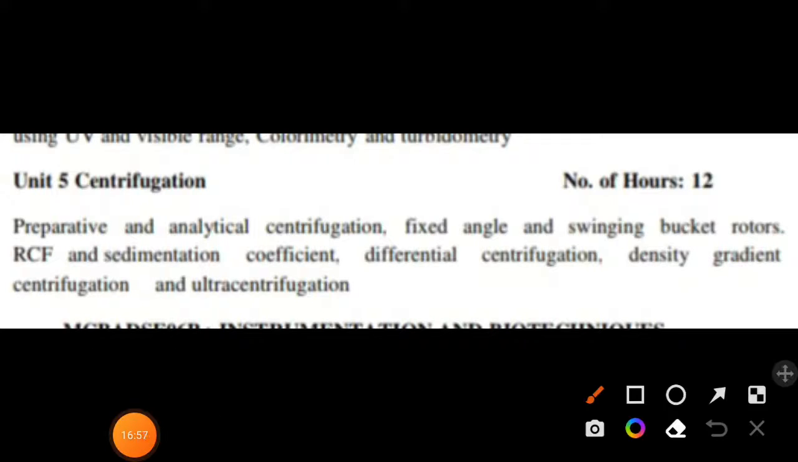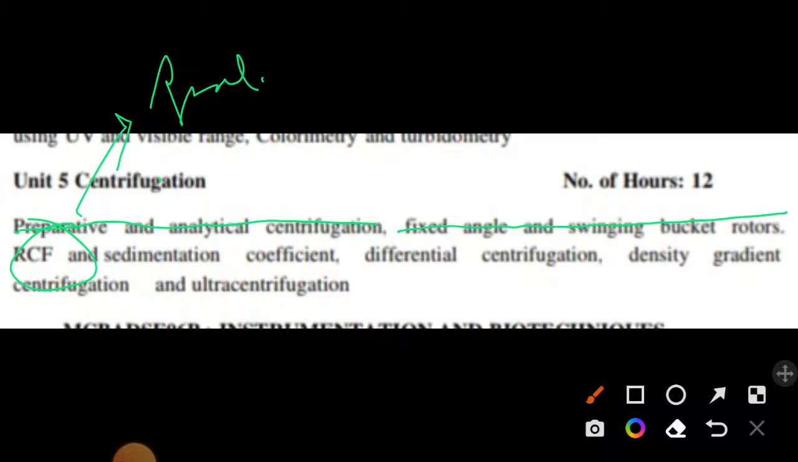So we have completed preparative and analytical centrifugation, fixed angle and swinging bucket rotor. Now let's come to the part of RCF. So in preparative centrifugation, we have learned that preparative centrifugation helps us in isolation. It isolates a particular type of material from a mixture of the sample. Analytical centrifugation helps us in analysis of the particles of the mixture.